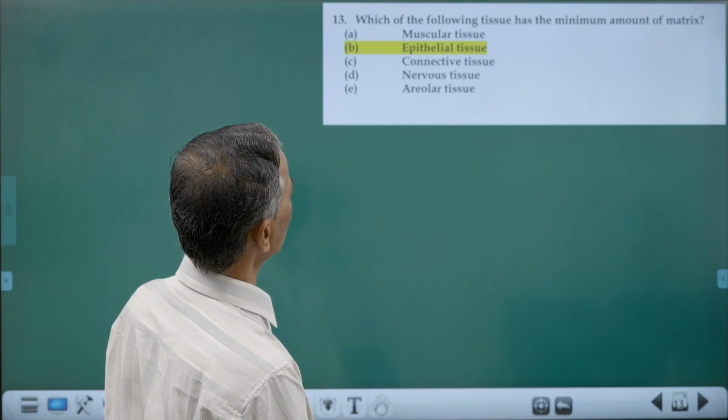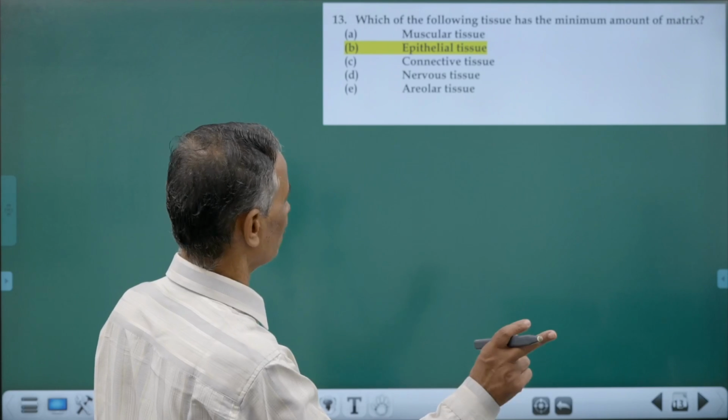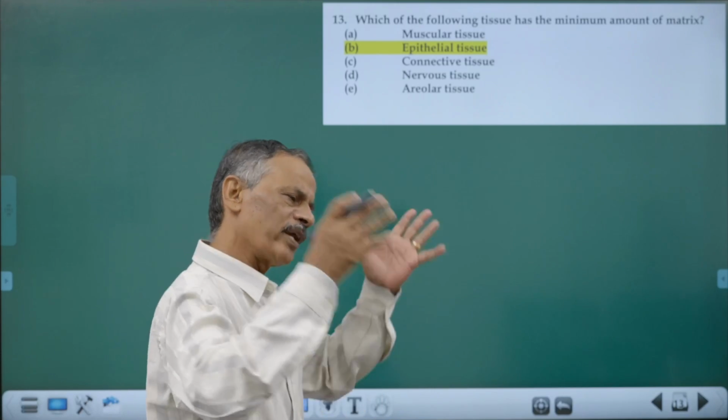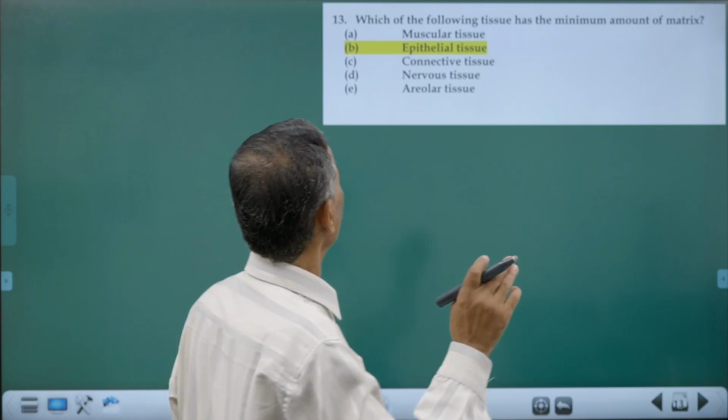Which of the following tissues has minimum amount of matrix? Now I told you, with negligible amount. In connective tissue, we are having maximum. Okay. So, epithelial tissues.